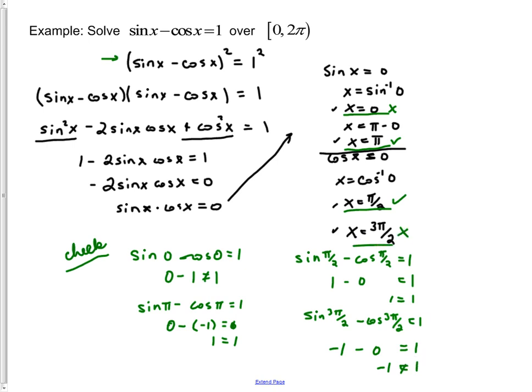So our solution set is only going to be the values x equals pi over 2 and x equals pi. So do make sure that if you do some trick like this where you square both sides, this is where you make sure that you check your solution. Okay, more to come.